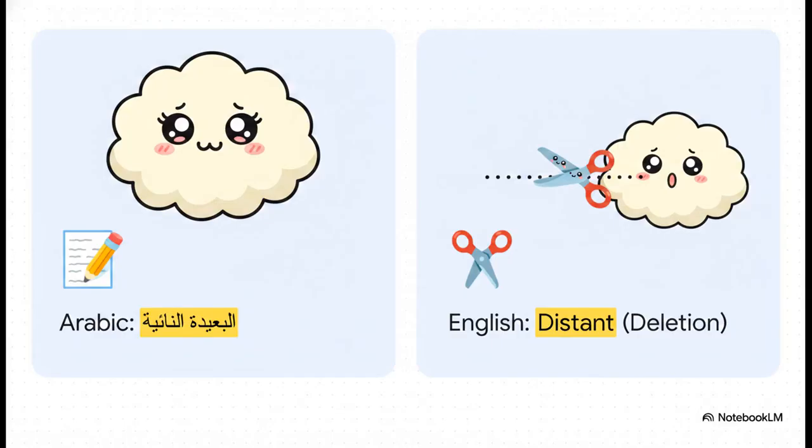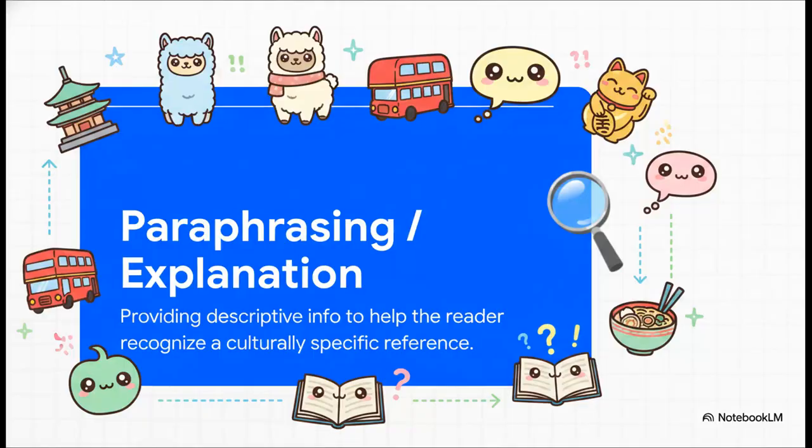In Arabic, pairing those two synonyms creates a really nice stylistic effect. But in English, we just say distant. We literally just delete the second word because remote doesn't add any new semantic value for an English reader. It just creates clutter. You identify the core meaning, translate it once, and confidently delete the extra weight. And this brilliantly illustrates our next tool, paraphrasing or explanation.